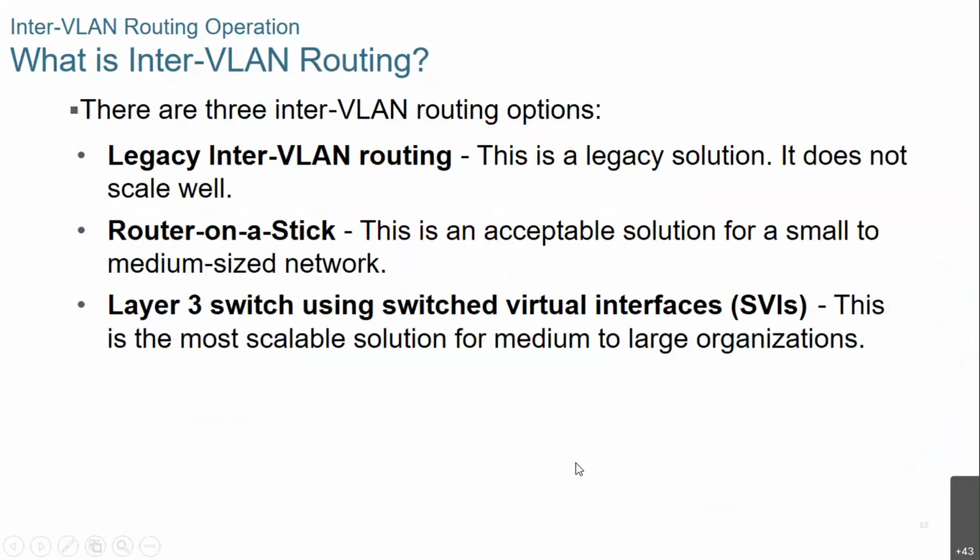Legacy inter-VLAN routing is a legacy solution, doesn't scale well, and in fact is not used anymore. Router on a stick is an acceptable solution for a small to medium-sized network. And layer 3 switching using switched virtual interfaces is the most scalable solution for medium to large organizations. But we are going to look at all three to have a basic understanding of how it works, what is entailed in it, and how we configure it. This is going to be interesting.